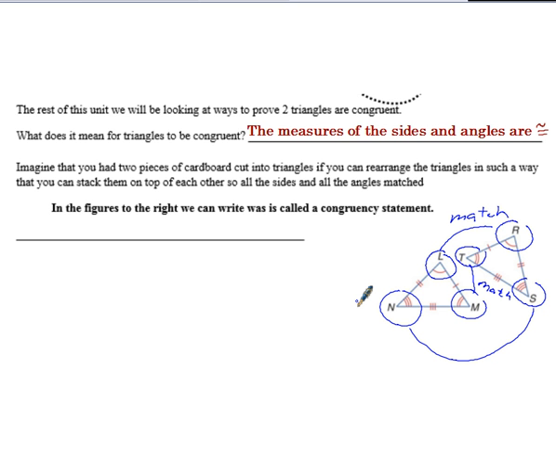So when I write my congruency statement, I always want the parts to match each other. So for instance, I would say triangle LMN is congruent, and now here's where I want the parts to match, is congruent to triangle, so what matched with L? L matched with R. What matched with M? M matched with T. And what matched with N? N matched with S. So that would be my congruency statement where everything matched each other.